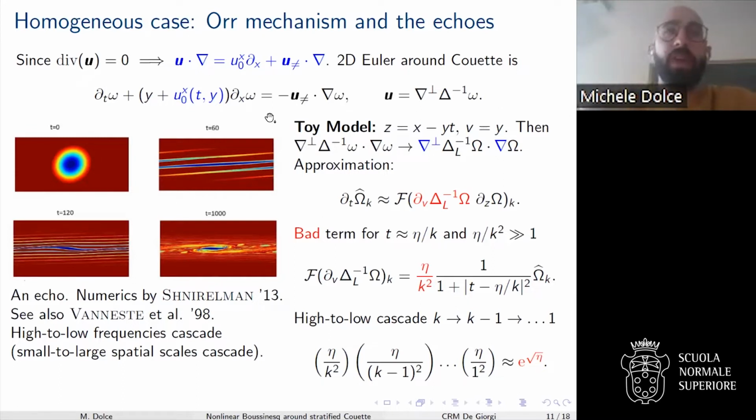To see what happens, here I'm showing you a nice numerical simulation done by Schnirelmann in 2013, where what is he doing? Well, he just places a blob of vorticity, and there is a background Couette flow, and he lets the system evolve. And on a short time scale, you basically observe just the linearized dynamics, namely this formation of stripes, and information is sent to high frequencies in the vertical direction. But if you wait long enough, you will observe what is called an echo, namely a sort of an unshearing mechanism that tries to form a large scale structure.